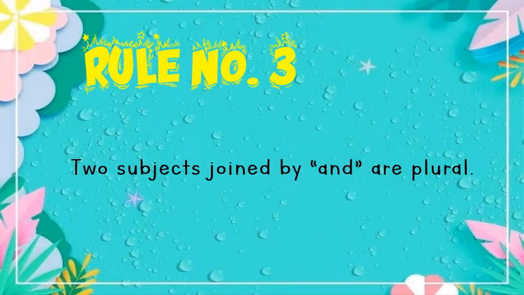Okay, now rule number 3. Two subjects joined by 'and' are plural. Bila ada dua subjek, kita gunakan 'and', dia terus jadi plural. Okay. For rule number 2, kita tak guna 'and'. We don't use 'and', but we use with, as long as, as well as, together with. Kan kita tak guna 'and', jadi kita tak kira. Okay, tapi bila we use 'and', dia macam seolah-olah operasi tambah gitu.